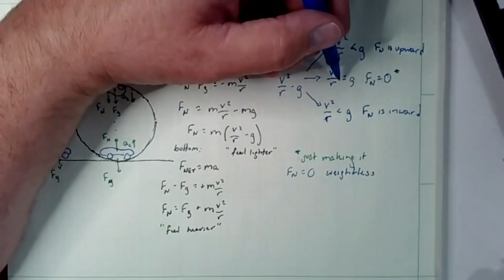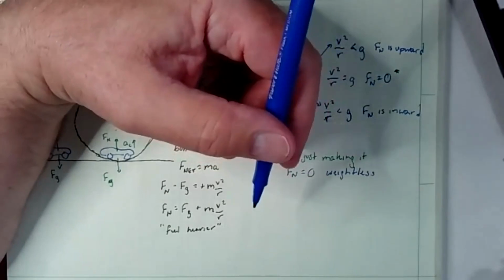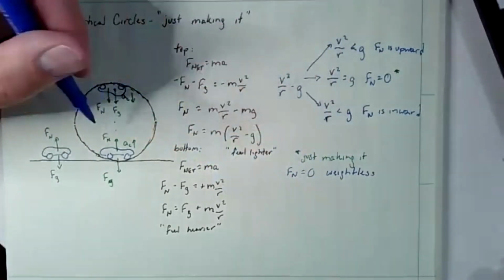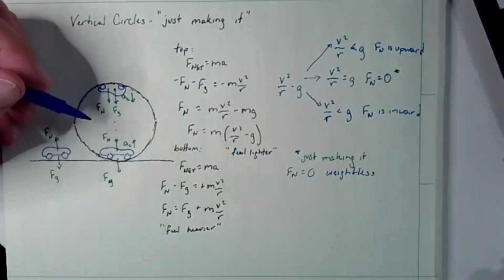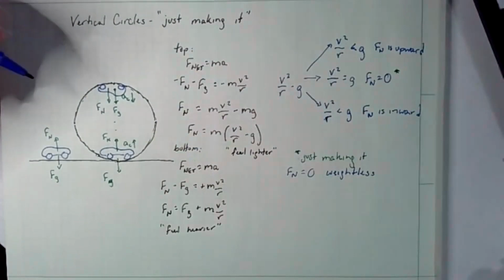Right, so that could be used for artificial gravity. It could be used for, sort of like a Ferris wheel where you feel weightless at the top. There are all sorts of examples like that.